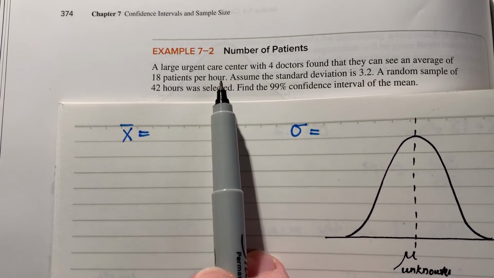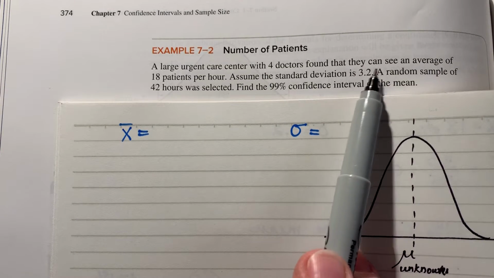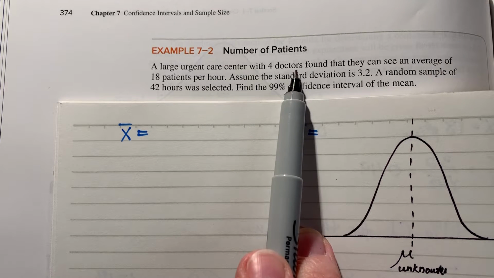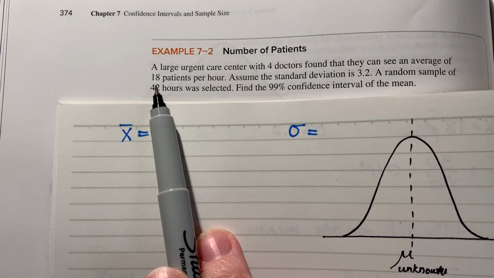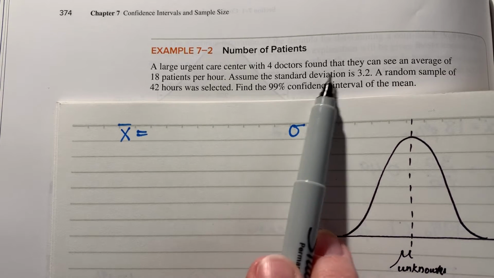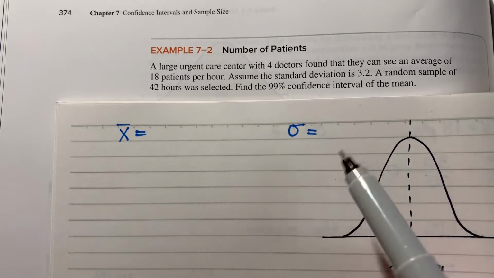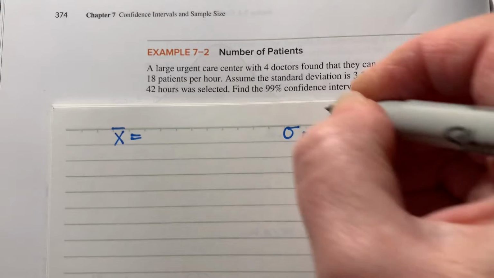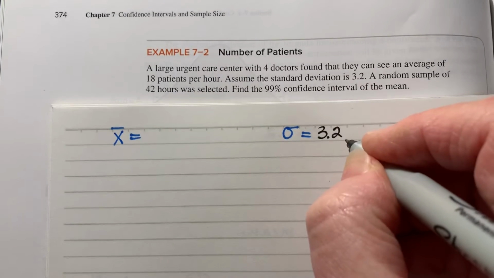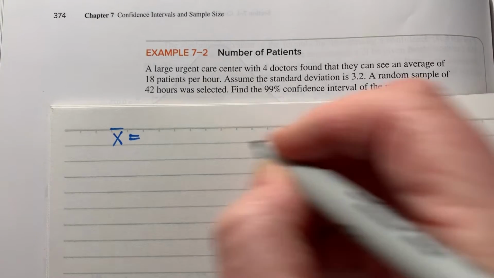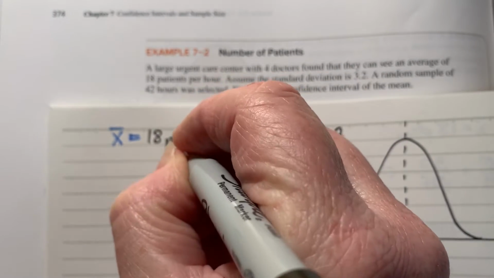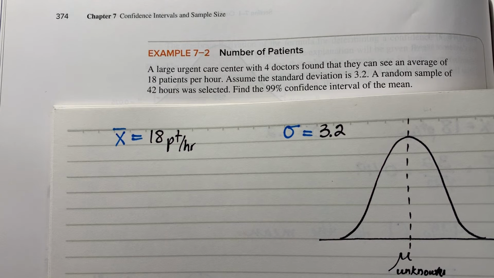A large urgent care center with 4 doctors finds that they can see an average of 18 patients per hour. Okay, there you go. This is something that they did. They took a sample, they figured out it's 18 patients per hour. Assume that the standard deviation is 3.2. This is something for the population, okay? We don't know the mean, but we do know the standard deviation. And this 18 patients per hour is what they found from their sample.